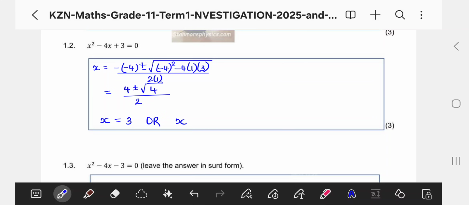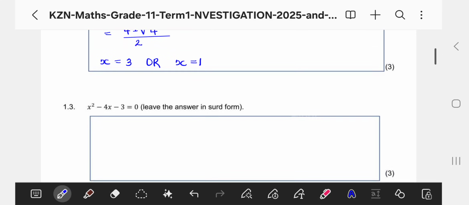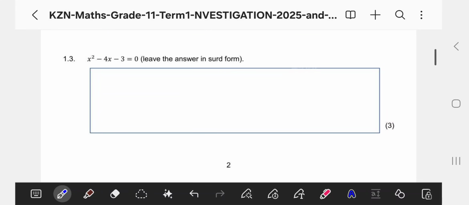Next, let's work with the minus. So 4 minus square root 4 all over 2. That is going to give you positive 1. So unlike the first question, here we have 2 different x values. Now let's have a look at 1.3. We are given x squared minus 4x minus 3.